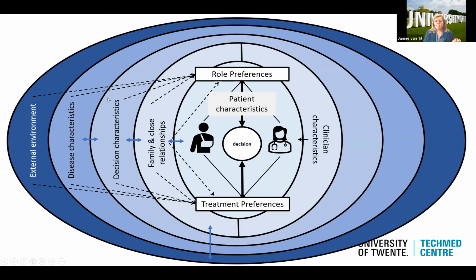And the dotted arrows represent that there's a possible influence of all these factors, family, decision, disease, and environment, on both role preferences and treatment preferences. Family and close relationship also can have their own treatment preferences and role preferences, which influence the decision-making process. And finally, we could ask ourselves whether and how role preferences would interact with the treatment preferences we elicit ourselves. So whether there's an interaction and whether we measure different preferences from somebody with active role preferences than from somebody with passive role preferences, to take the extremes.